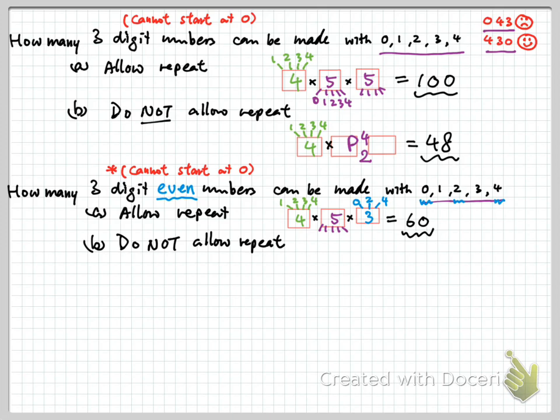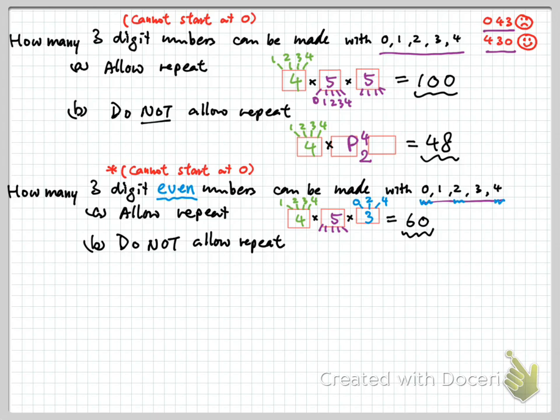Because the green digit cannot be 0, there are 4 options. The middle digit can be anything, it doesn't matter. The digit on the right hand side can only be 0, 2, or 4, so there are only 3 options if you want even numbers.